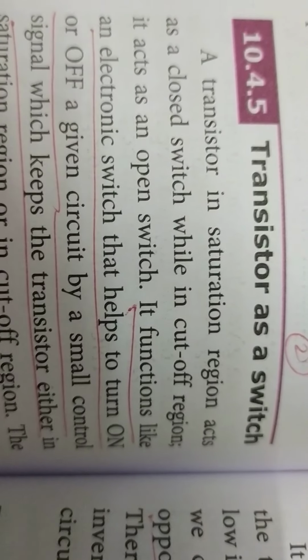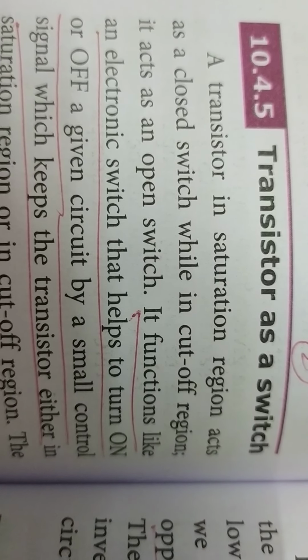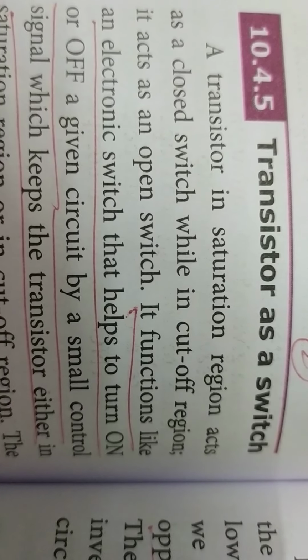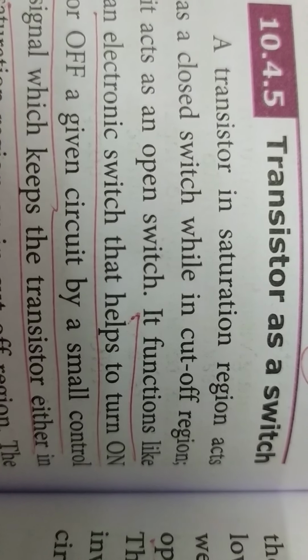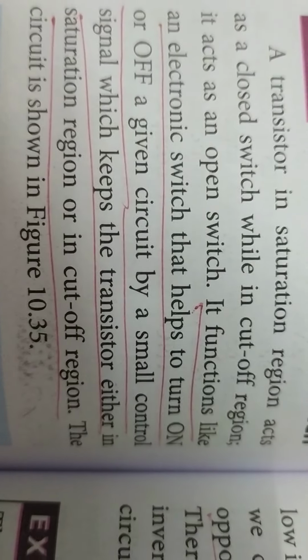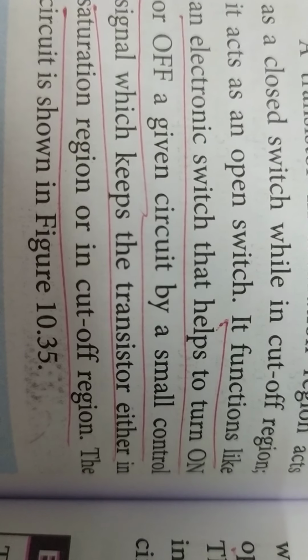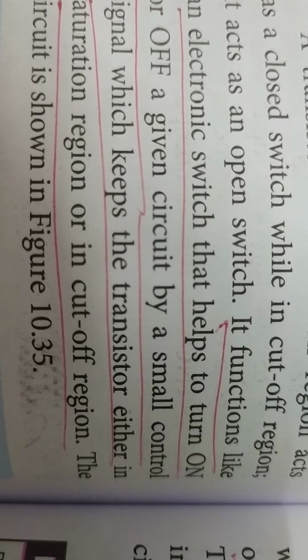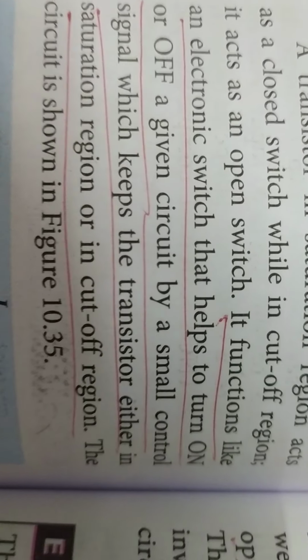And next we are going to see about the transistor as a switch. It can be used as on and off in a given circuit. It acts as a key, it functions like a key, and we shall see how the transistor works as a switch. If you keep the transistor either in the saturation region or in the cutoff region, depending on that it will work as on or off, and we shall see how.